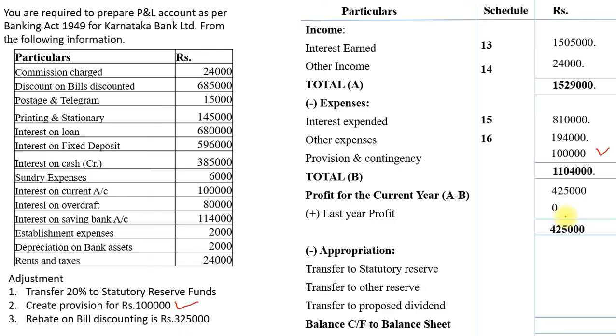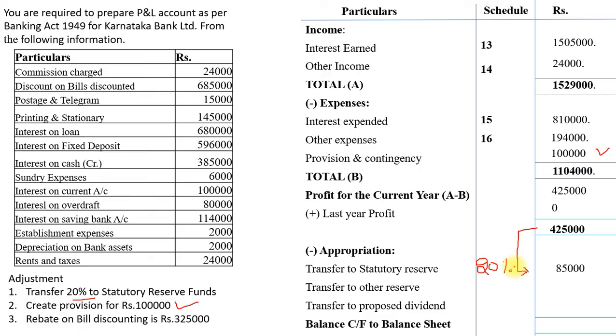Okay, 4,25,000. Now from this particular value, we need to less all our appropriation. Now remember, there's only one, see all the things have been posted except one. Transfer 20% to statutory reserve fund. Remember, 20% meaning from your profit, we will have to remove 20%. Okay, and that will become your statutory reserve. So we have to remove 20% of 4,25,000. So 20% of 4,25,000 will come to 85,000 rupees. So transfer to statutory reserve 85,000 rupees.